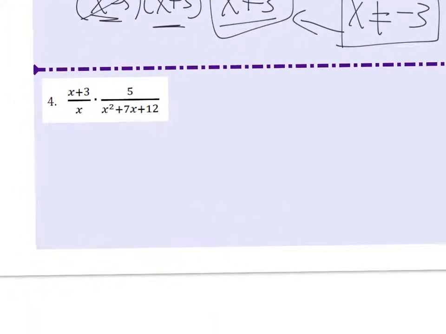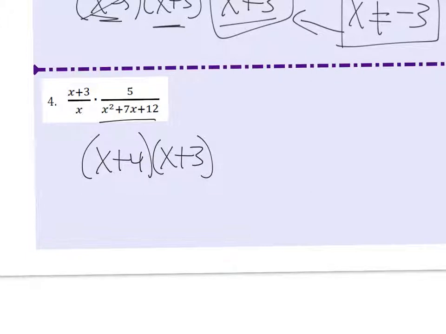So number 4, same kind of idea. This one right here is about the only one I can factor. So if you want to draw your x, draw your x. You should end up with x plus 4, x plus 3. This is why I emphasize to you guys, be good at factoring, because it's going to come back. So if you look, I've got x plus 3 on the top, x plus 3 on the bottom, so that cancels out. And nothing else really goes. So I've got 5 on the top, x, and x plus 4 on the bottom.